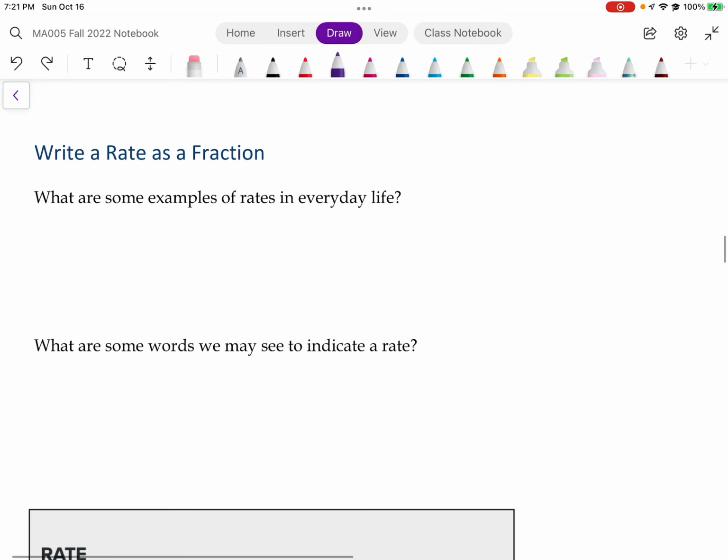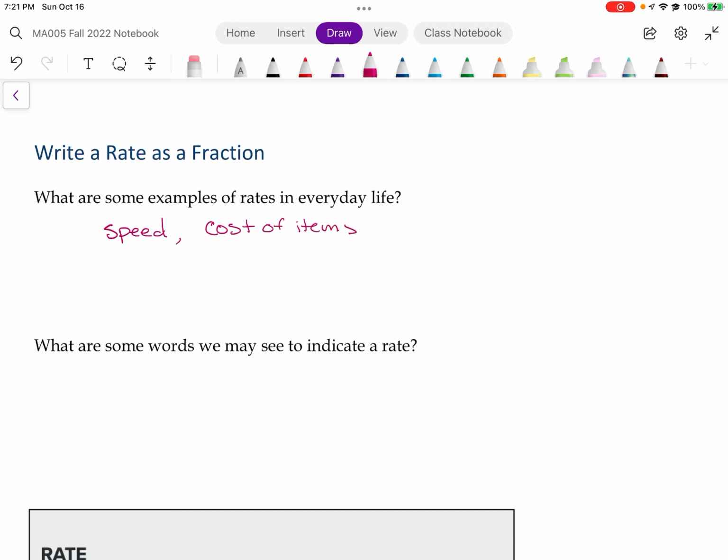All right, so writing a rate as a fraction. Some examples of rates in everyday life. One thing is speed: miles per hour, kilometers per second, meters per second, whatever it is, speed or velocity, however you want to think of it. Cost of items.